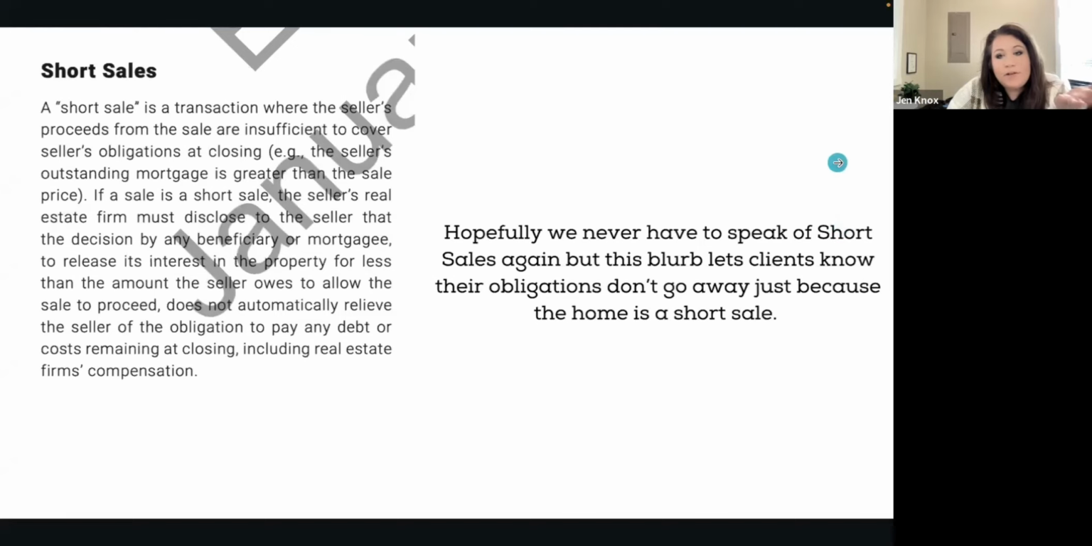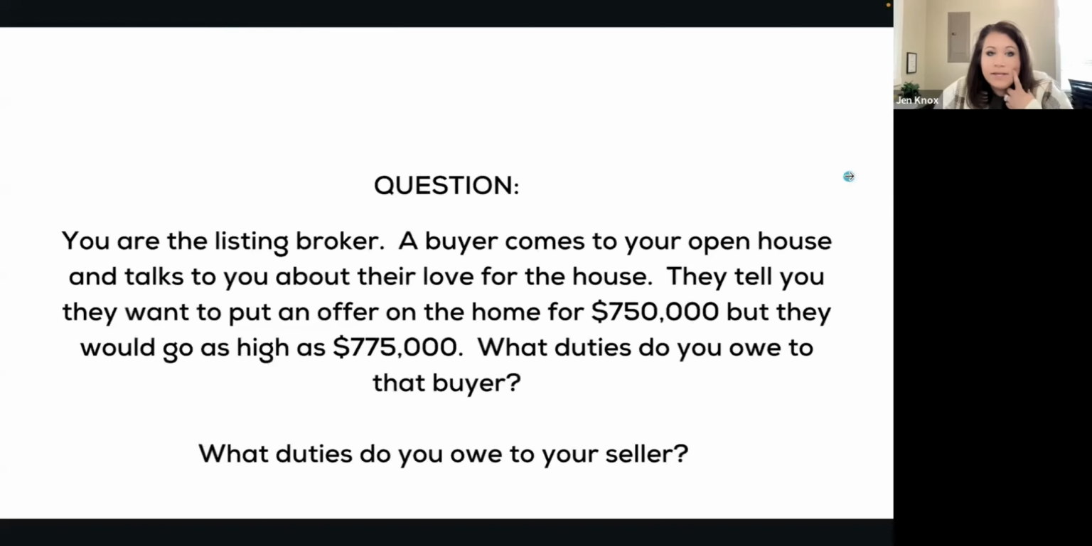It does speak briefly about short sales, but in a nutshell, it just lets the seller know that their obligation to pay doesn't go away just because their home is in short sale. So that is the entire buyer's agency agreement wrapped up into one nice little 4-page document. But the idea behind this is knowing who you represent. So think about these situations and think about what your duties are and how you would respond.